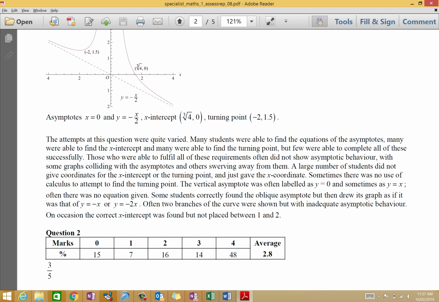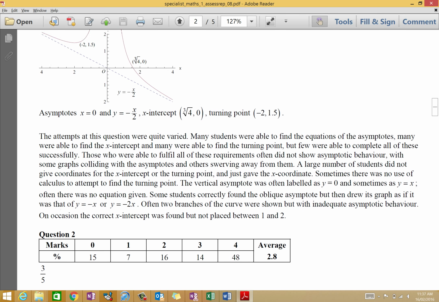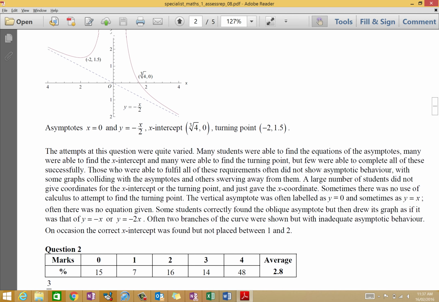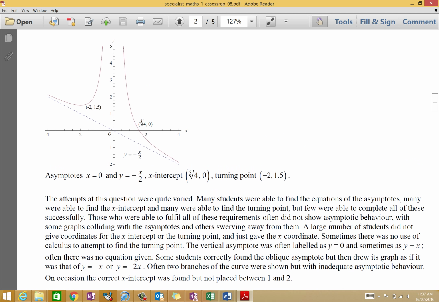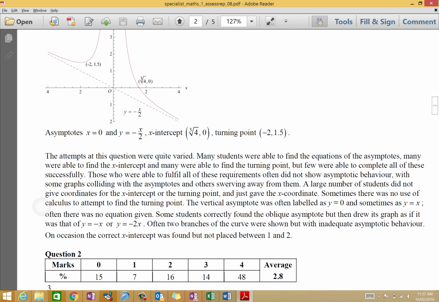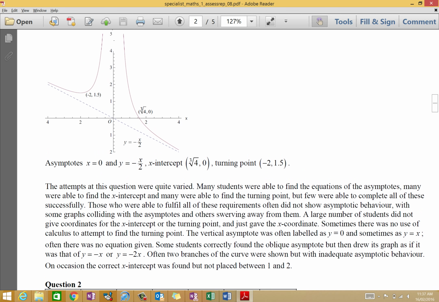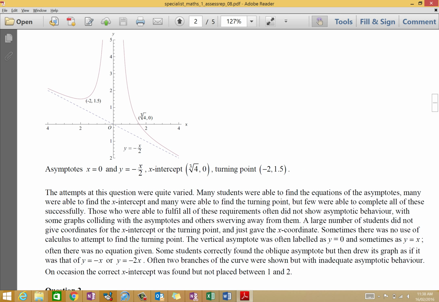Sometimes there was no use of calculus to attempt to find the turning point. If there was no use of that, you couldn't get the method mark. The vertical asymptote was often labelled as y equals 0. Yes, there is an asymptote at x equals 0. They said no, it's x equals 0. Yeah, sometimes they will.